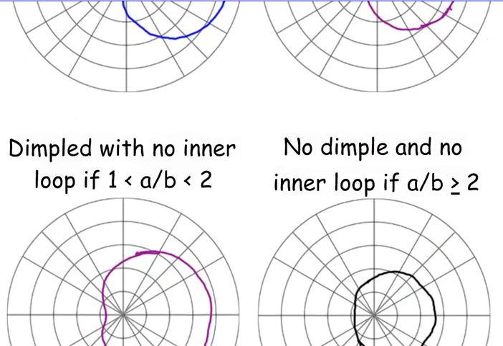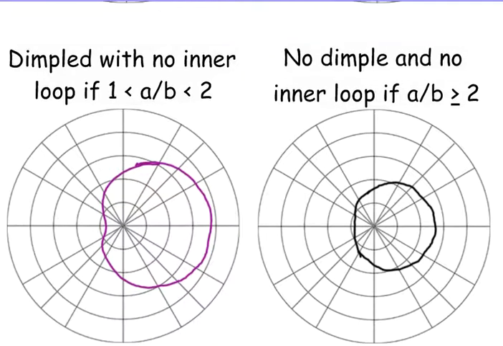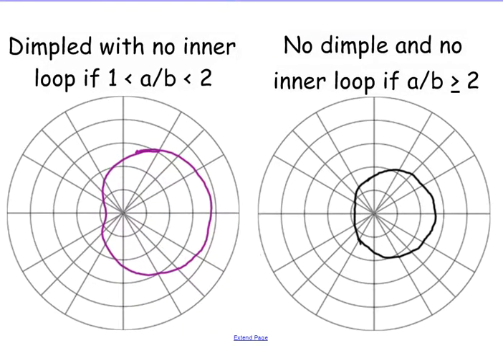We can have a dimple. Okay, it doesn't come to the sharp point like the cardioid does, but there's kind of a dent in the side right here if a over b is between 1 and 2. And if a over b is greater than 2, there's no dimple, there's no inner loop. You need to add this word to your notes: a convex limacon.